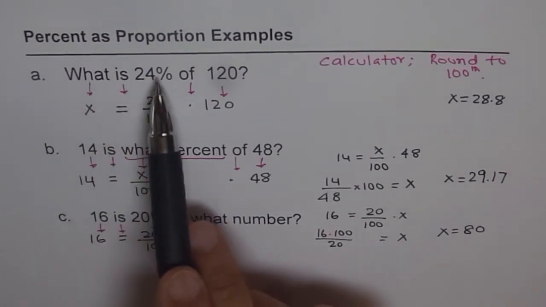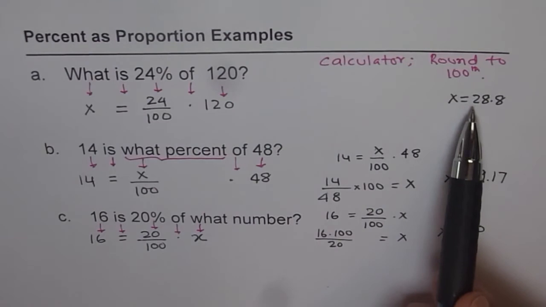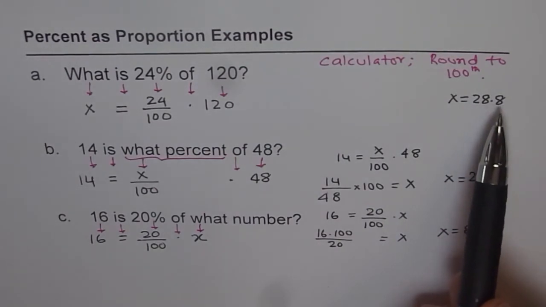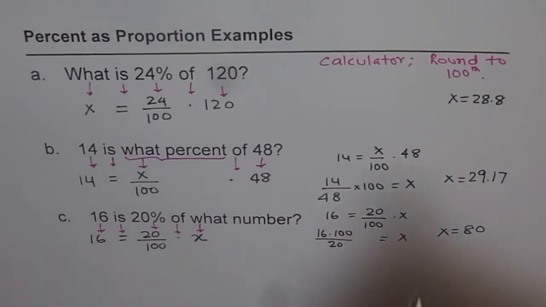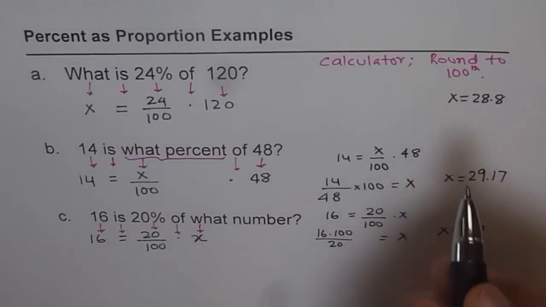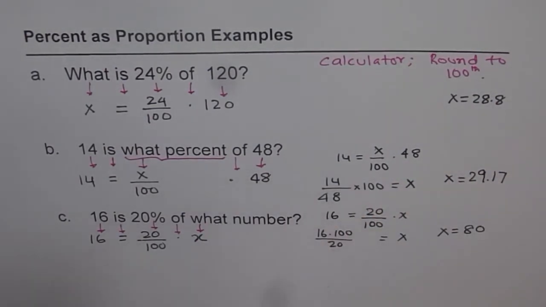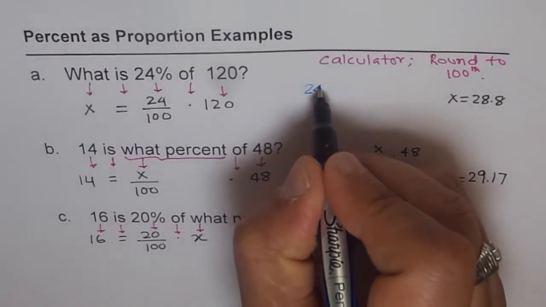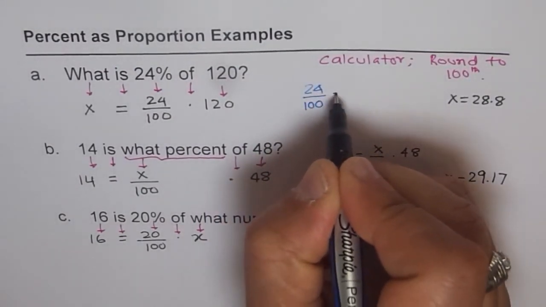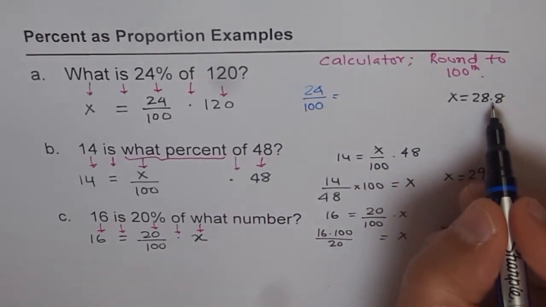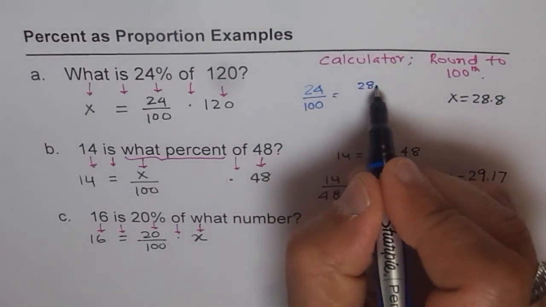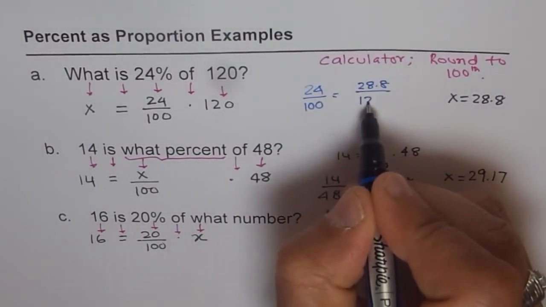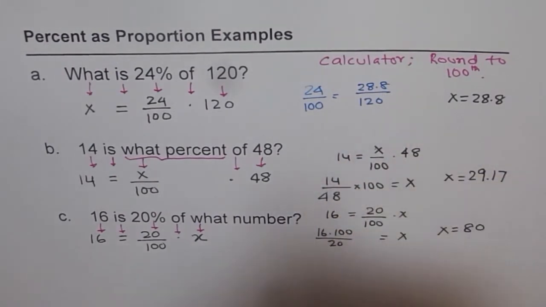So what is 24% of 120? It is 28.8. This is the part amount, right? This is the part amount of 120. So what you're doing here is you're actually treating it like this. Let me now show you how to represent your answers. 24% means 24 over 100, correct? Is equal to now 28.8 over 120. Do you see that? So it is part of whole.